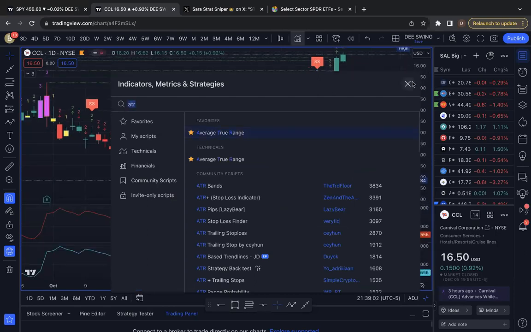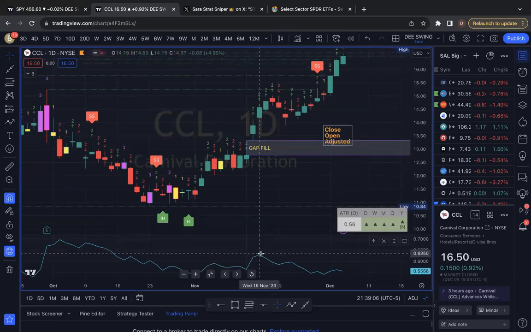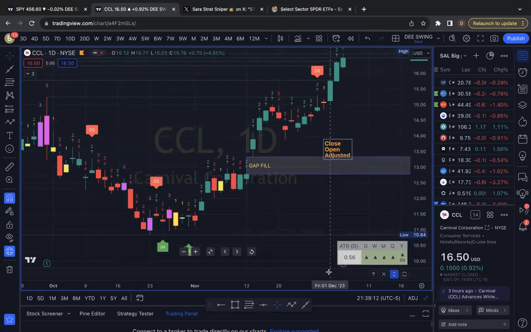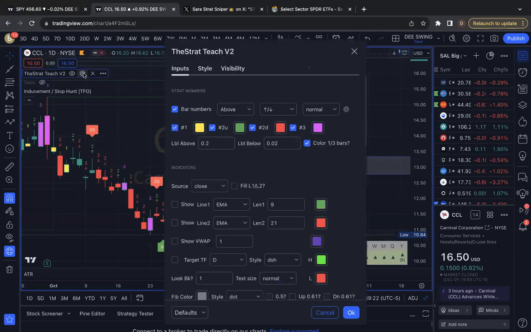Mine disappeared for some reason. Which one? You said the Strat Teach? Yeah, the one you have right there in the corner, the tool. Excuse me, the tool. It disappeared for some reason. Oh, is it that button right there?